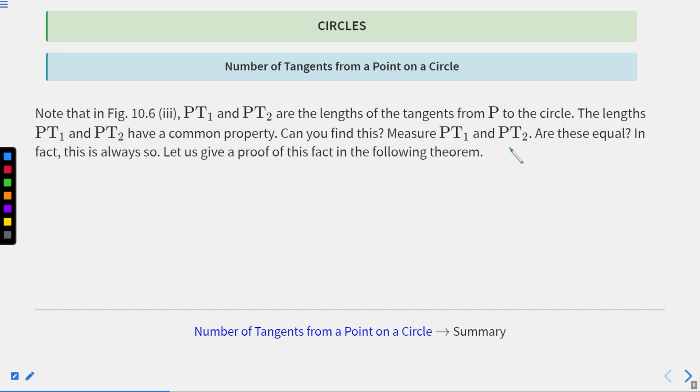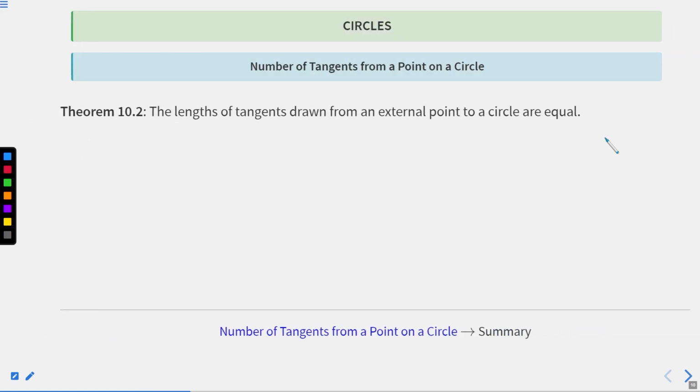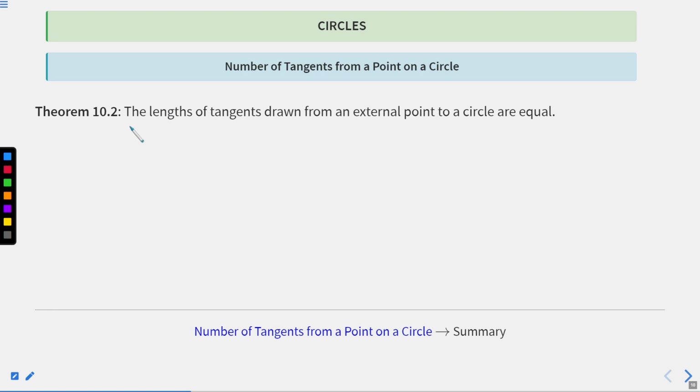So measure PT1 and PT2, are these equal? And in fact this is always so. Let us give a proof of this fact in the following theorem. By proving that theorem, we'll answer these two questions. Are PT1 and PT2 equal? That we will prove by this theorem.